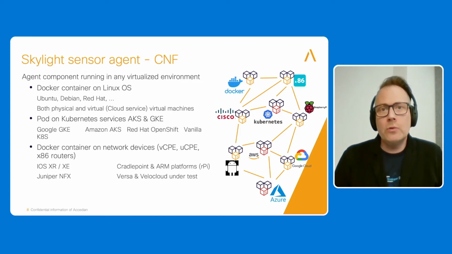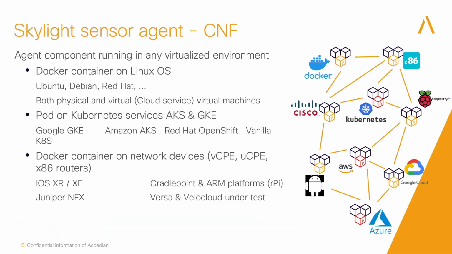So I'm mentioning a few here. Cradlepoint is one that has an ARM processor capable of taking containers. We're also testing Versa and VeloCloud right now during the spring.